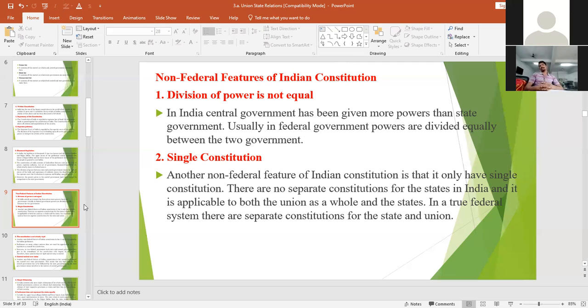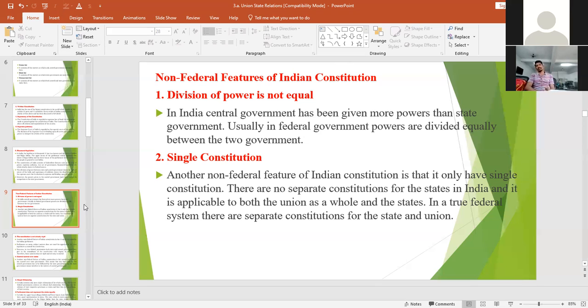Another non-federal feature is single citizenship. Here in India, there is only a single constitution. There is no separate constitution for the states. Only one constitution is applicable to all the citizens, irrespective of their caste, class, region, and religion.